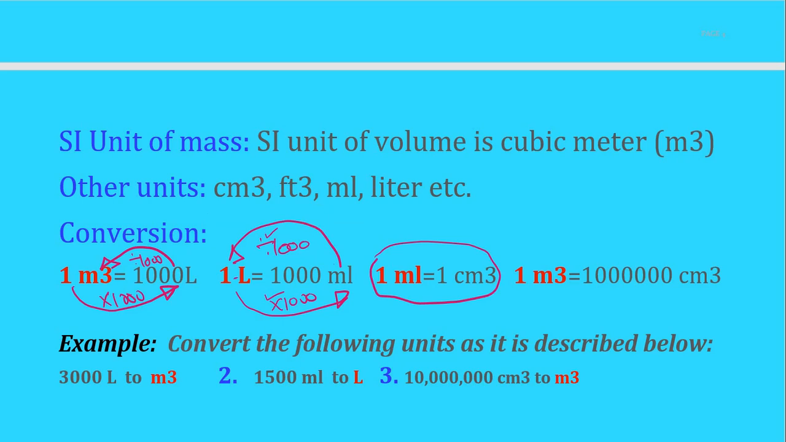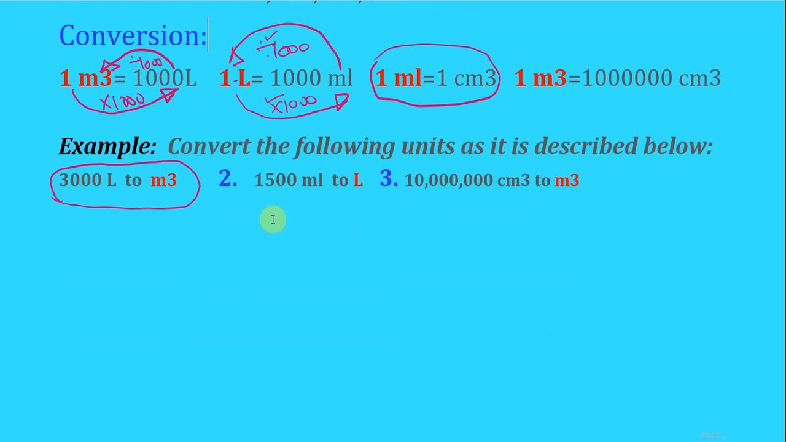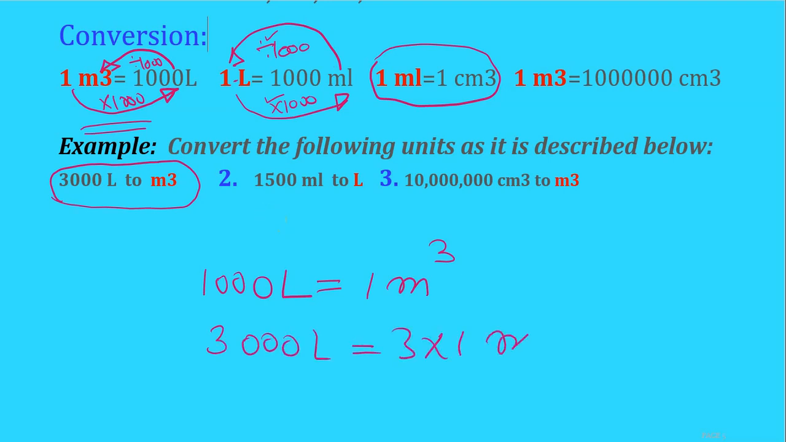Let's do some questions here. I'm going to perform the first question here. We have to convert 3000 liter into meter cube. And what is the relation? The relation is 1000 liter, you can see this relation here, is equal to 1 cubic meter. So what will be the value of 3000 liter? 3000 liter will be 3 times 1 meter cube. It will be 3 meter cube or 3 cubic meter. That is the answer.